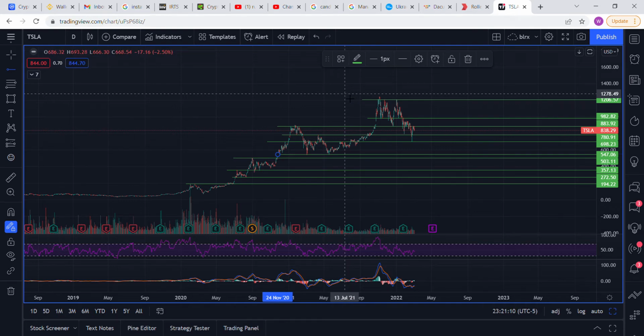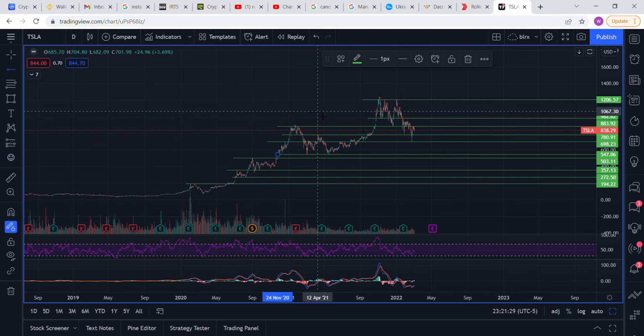Because what they are is supply and demand zones. There's a lot of buyers at the bottom. There's a lot of sellers at the top. And that's why those lines are created on the chart. Supply and demand zones.